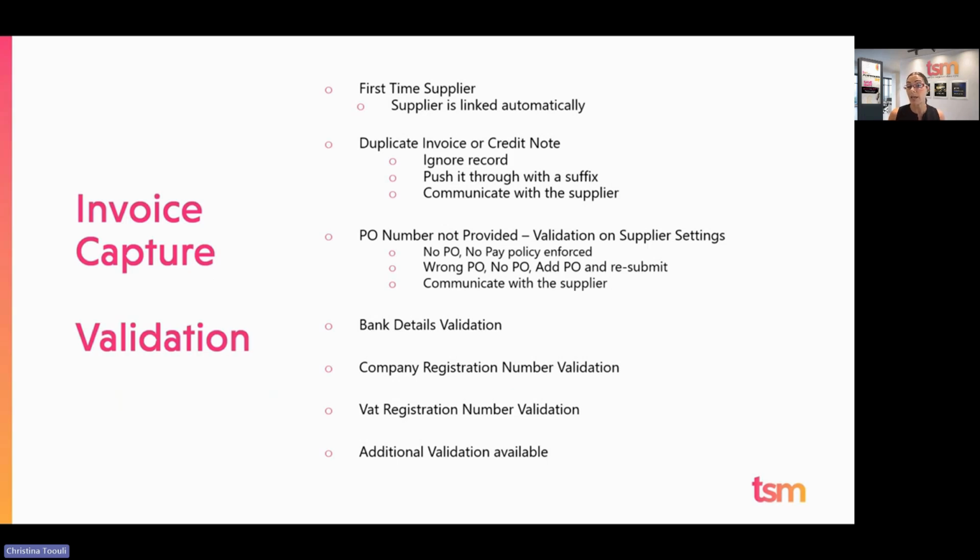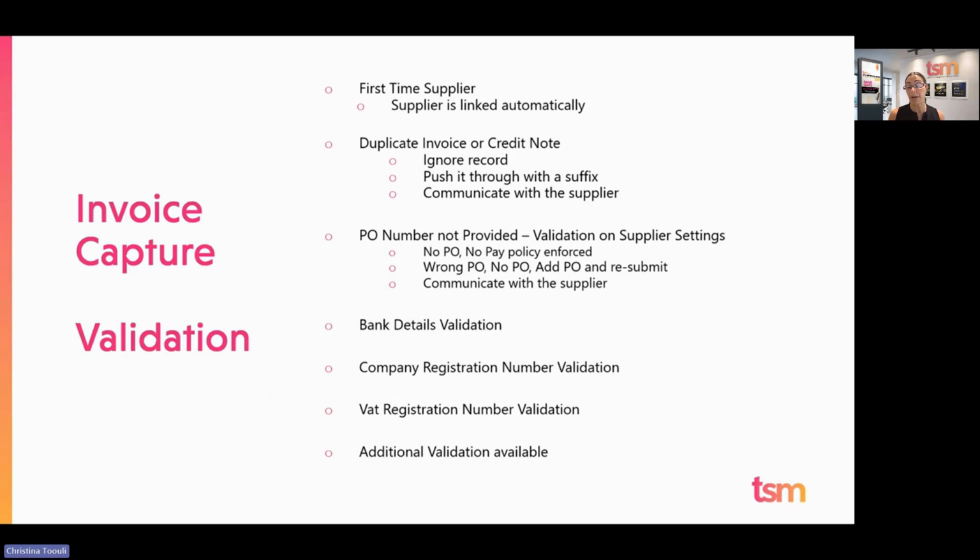With PO numbers, most organisations will have a no PO, no pay policy. However, in the event that invoices do come through with no PO numbers, you've got, again, the ability to communicate back with your supplier if you need to. You can validate bank details within Invoice Capture. If you choose to validate bank details, it will typically do it for all suppliers.